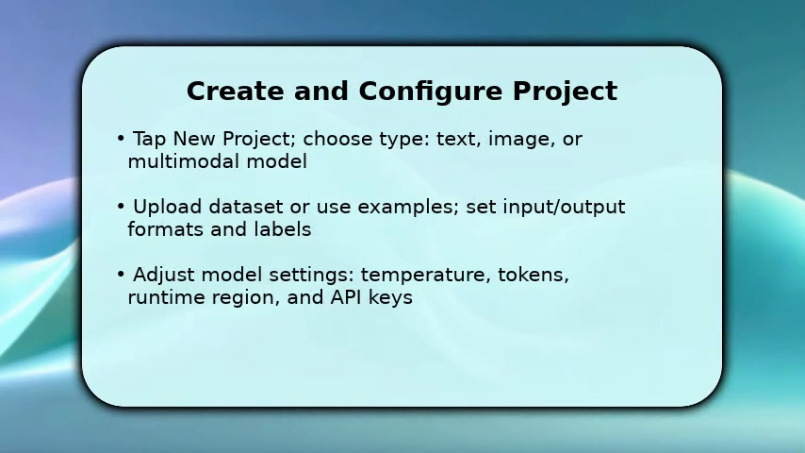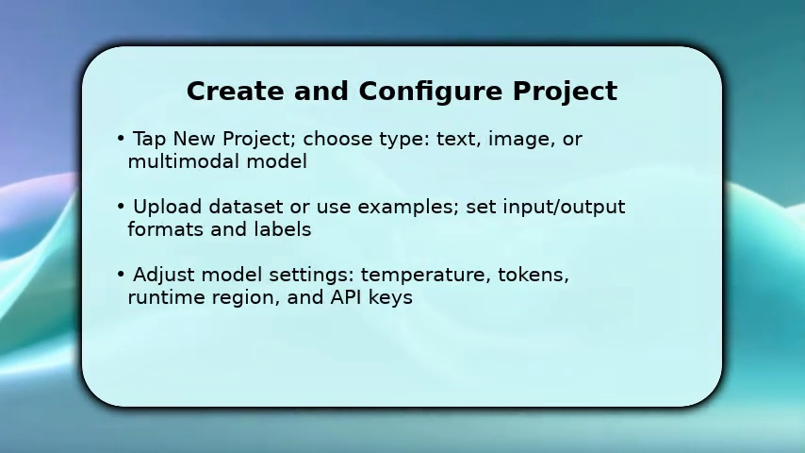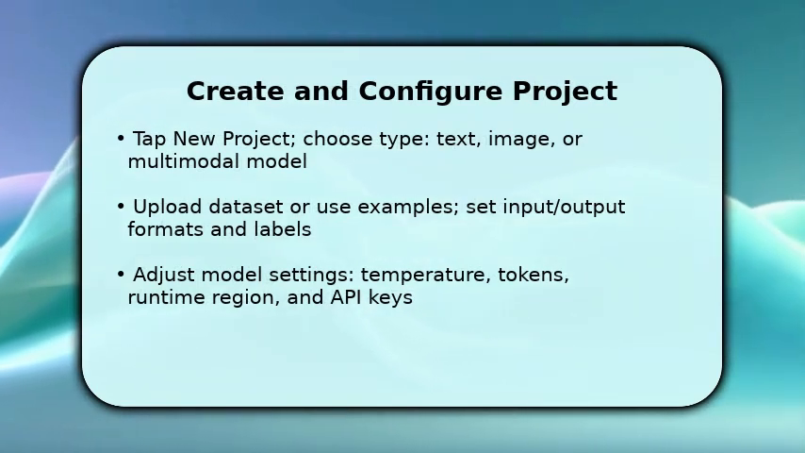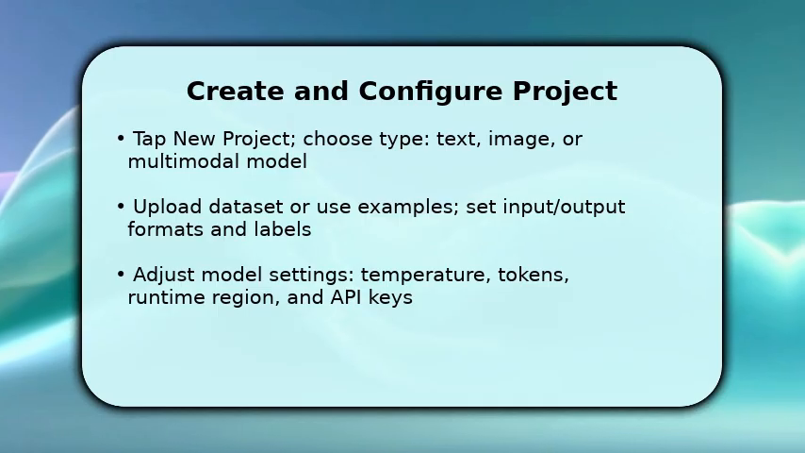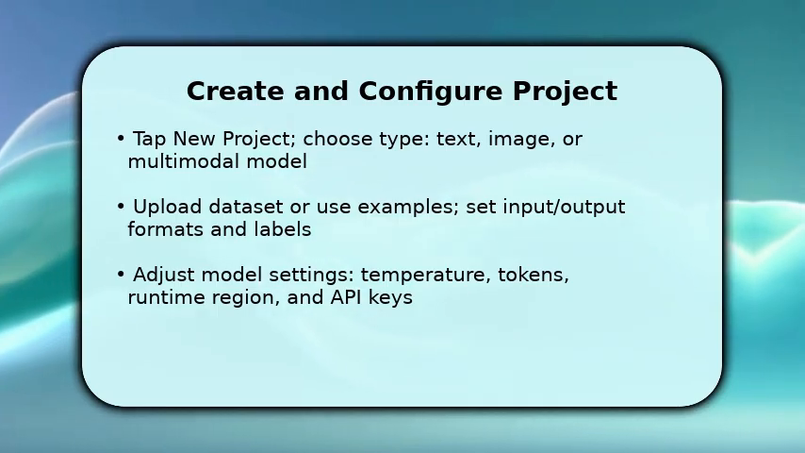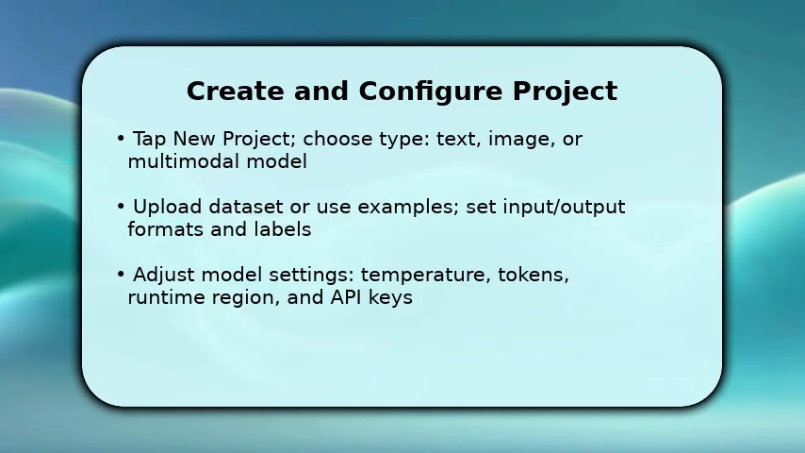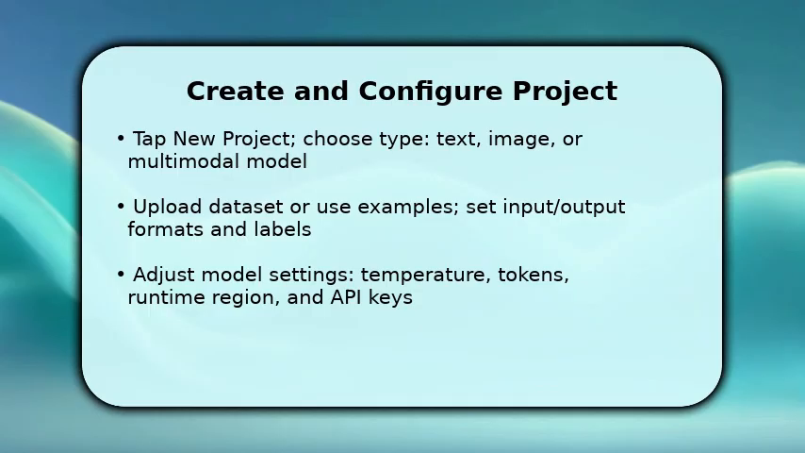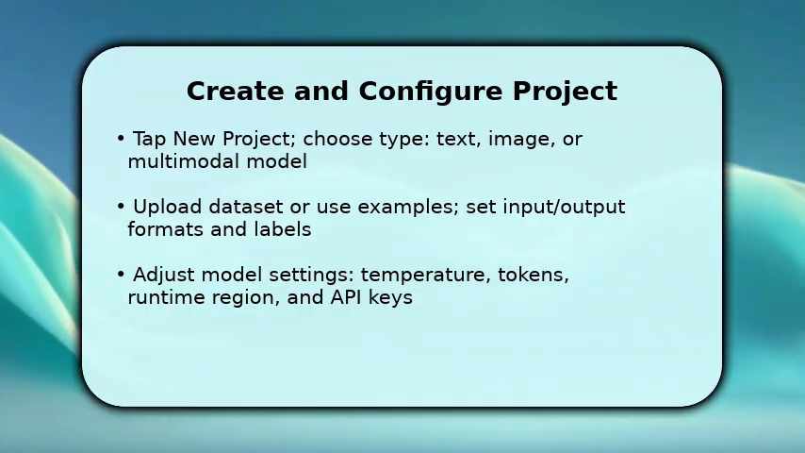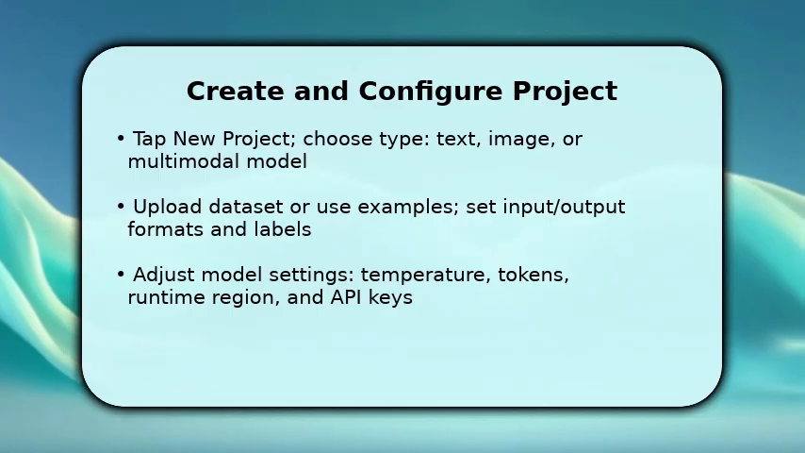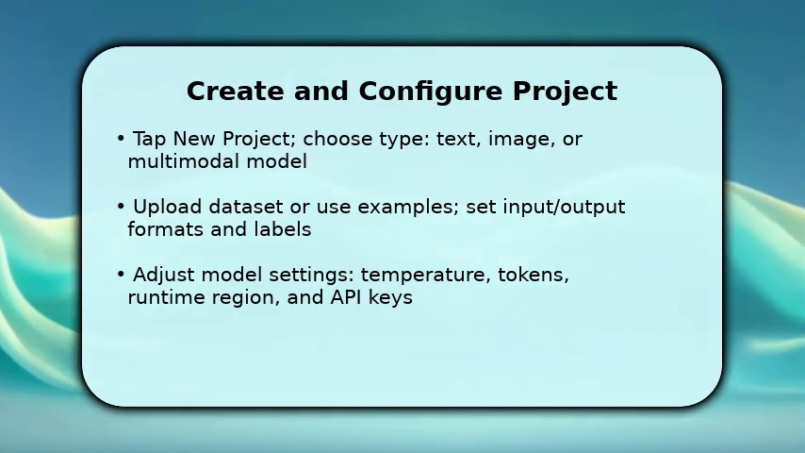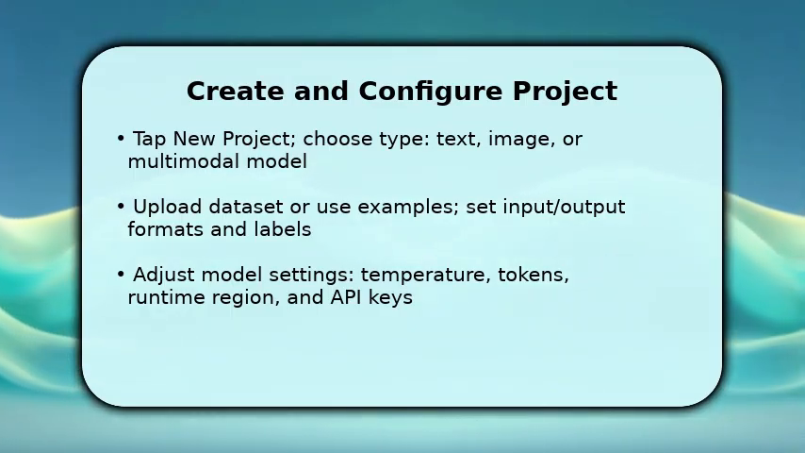You now create your project. Tap New Project and pick text, image, or multimodal depending on your goal. After that, upload your dataset or pick a sample dataset. Label inputs and outputs clearly so training learns correct mappings. Next, configure model options like temperature for creativity, max tokens or response length, and the runtime region to reduce latency. Make sure API keys are entered if you'll call the model externally. These configurations control behavior and costs, so review them before training.